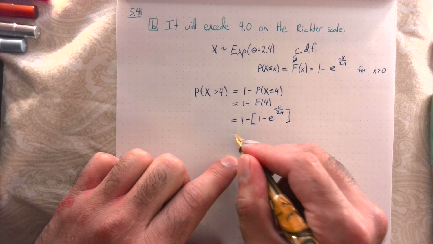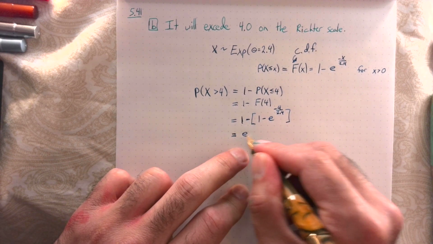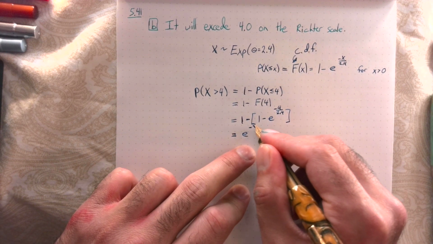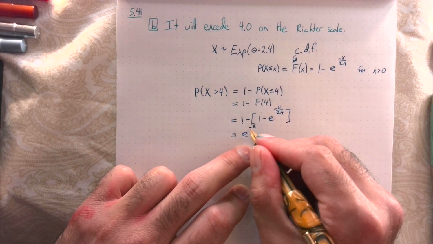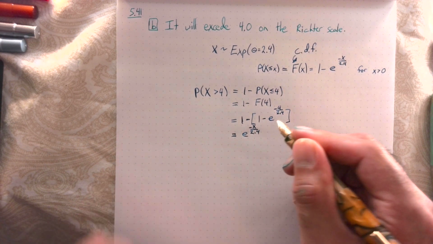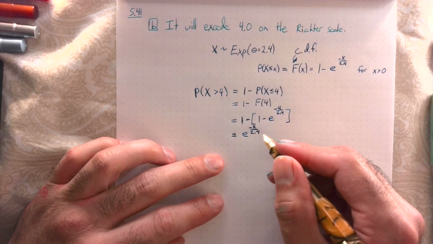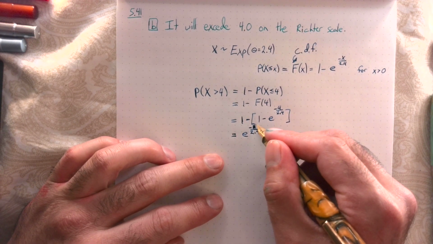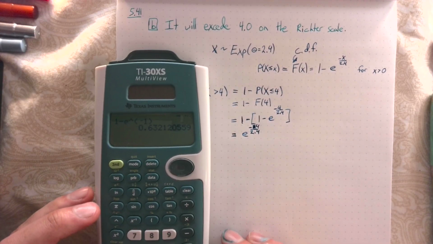positive. You might recall too that if you knew the survival function for an exponential random variable, it's just e to the minus x over theta. So that's exactly what we have here. But we use the CDF because we already had it. So this should be a 4 here. Sorry.